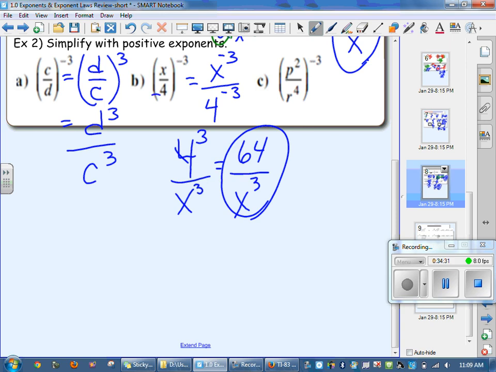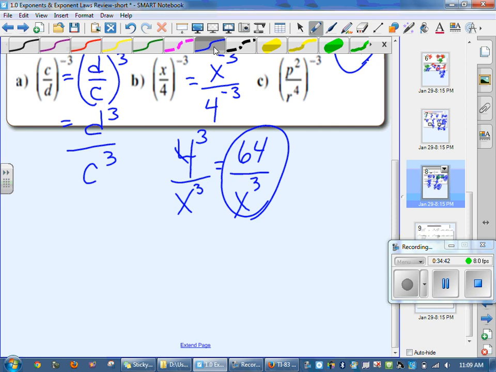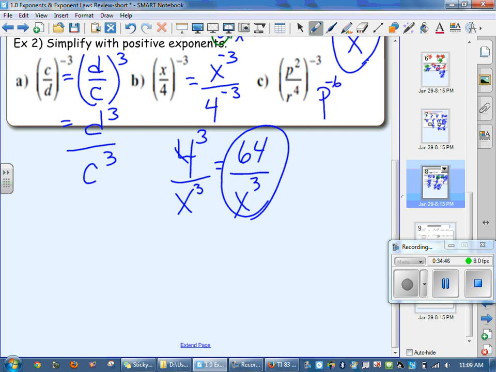If I take a look at letter C, I'm going to have p to the negative 6 over r to the negative 12. Now they have to flip places and change places. I'm going to have r to the 12 on top of p exponent 6. Any questions on those sections? So far, so good? Okay, rational exponents, we're going to do the same thing here.